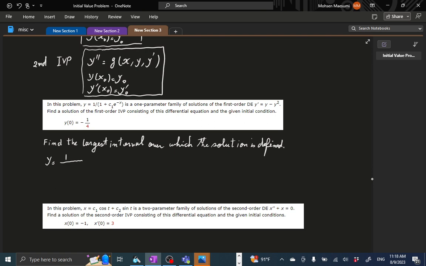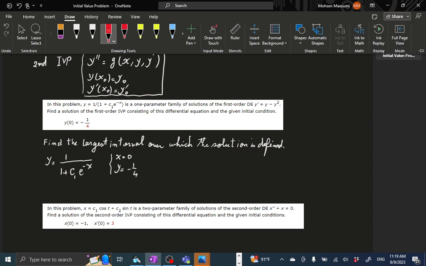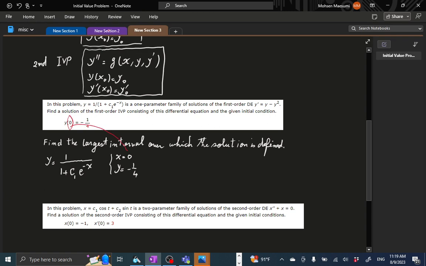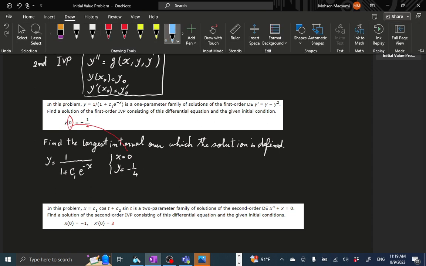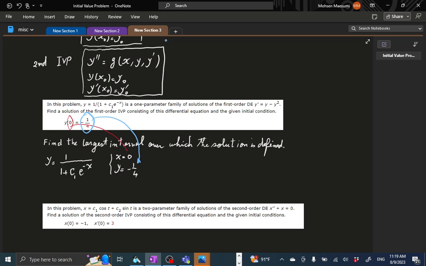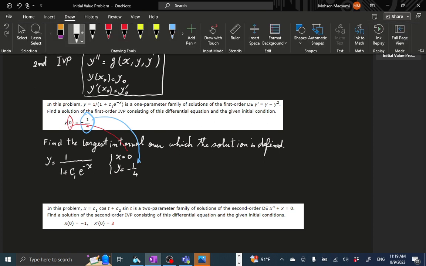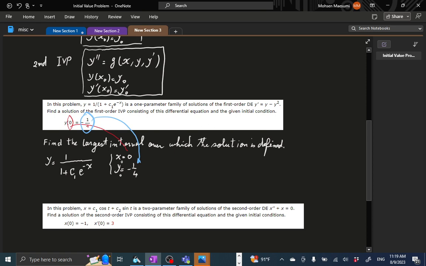So here is our solution: 1 over 1 plus c1 exponential of minus x. So what does that initial condition mean? Initial condition means we are throwing the ball at x equal to 0 and y is equal to minus 1/4. Okay, so x equal to 0, and this is minus 1/4. Now all I have to do is plug these numbers here. Sometimes this is called x0 or y0, the 0 indicating when you get started. So I put y is equal to minus 1/4.